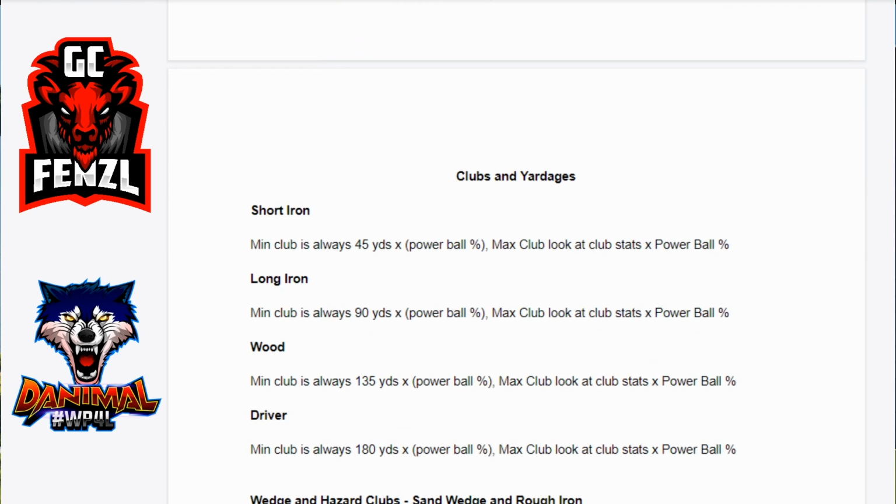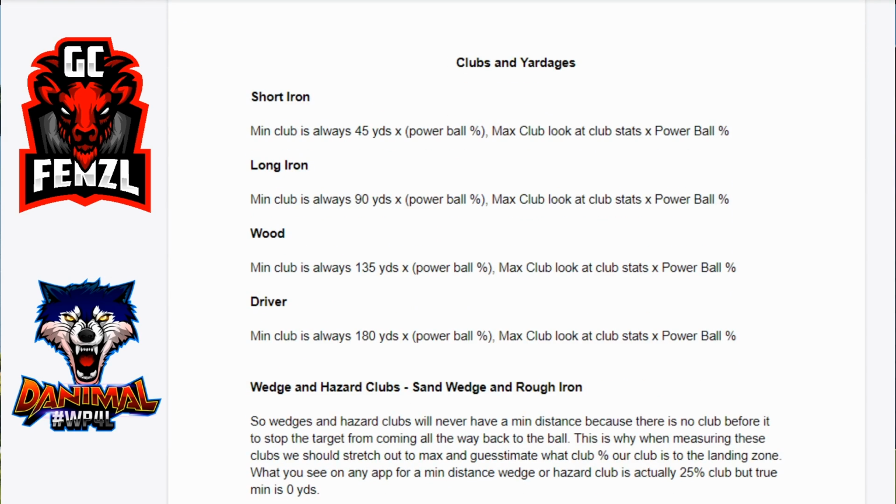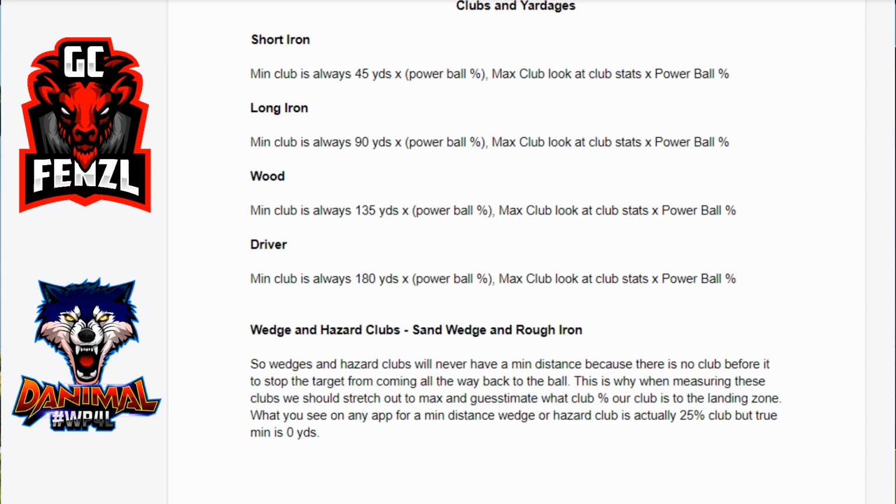Then we're going to go down clubs and yardages. You have your short iron, your long iron, your wood, your driver. Again, your short iron mid club min is always 45 yards. Long iron is always 90. Wood is always 135, and driver is always 180. That is the min for each of those clubs, no matter what. The only difference for calculations is if you're using a power ball.